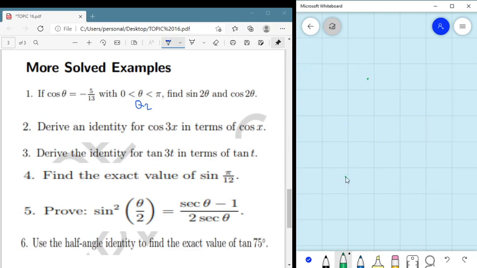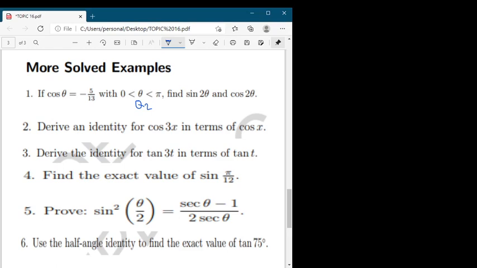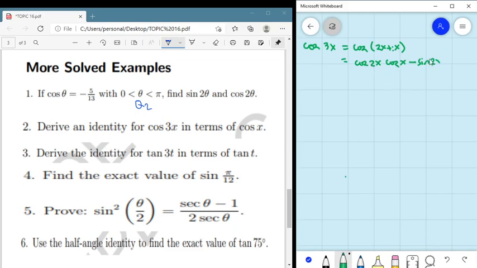Okay, number 2 is derive an identity for cosine 3x in terms of cosine x. So in order to do this, we have cosine of 3x is the same as cosine of 2x plus x. So since it is cosine, it should be cosine 2x cosine x, then minus, plus mo na, sine 2x sine x. So it should be cosine x, sine 2x, then sine x.